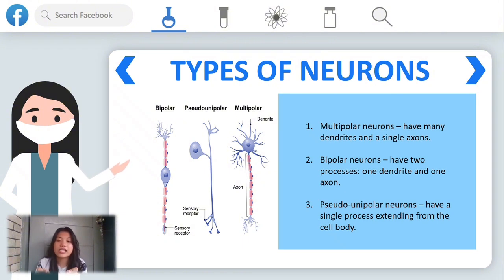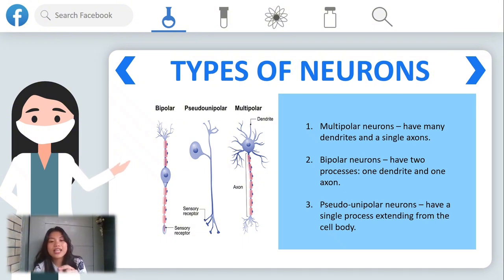The last type of neuron is the pseudo-unipolar neurons. These neurons have a single process extending from the cell body. This process divides into two extensions at a short distance from the cell. One extends to the periphery and the other extends to the CNS.